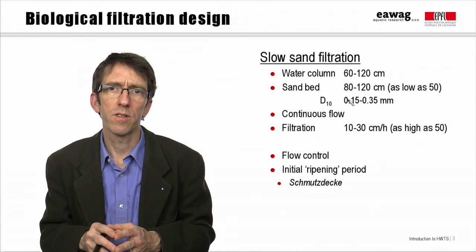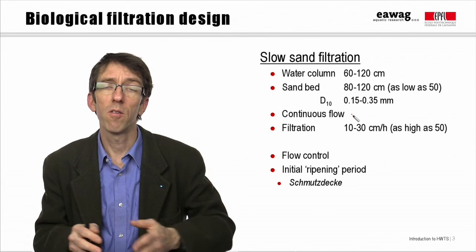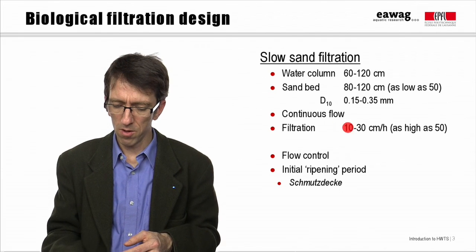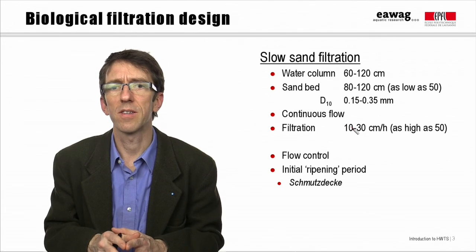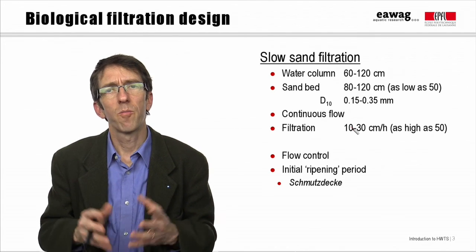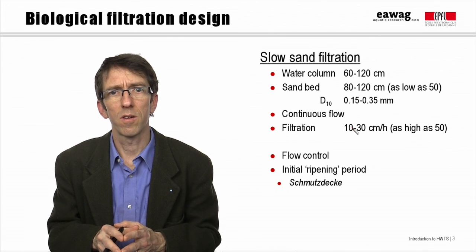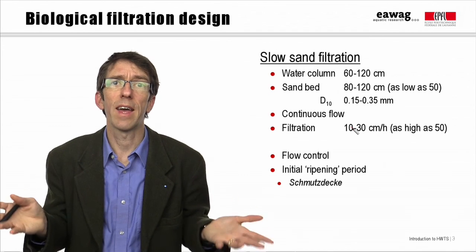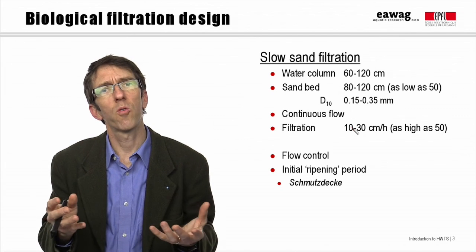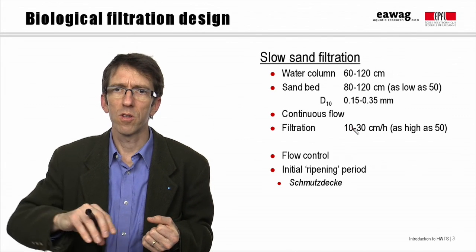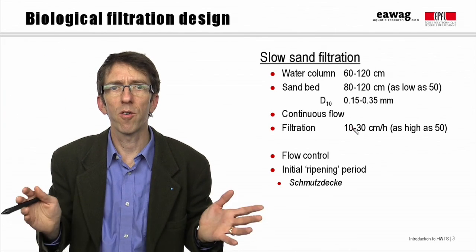Slow sand filtration is conventionally operated in a continuous flow mode from up to down, with filtration rates of around 10 to 30 centimeters per hour, occasionally up to 50 centimeters per hour. It's important that the biologically active layer, the biofilm, should never be allowed to dry out because it would die. So slow sand filters normally have some kind of flow control, a hydraulic control, so that the water outlet is higher than the level of the sand bed, and it can never run dry that way.